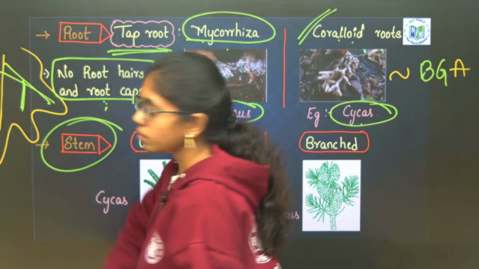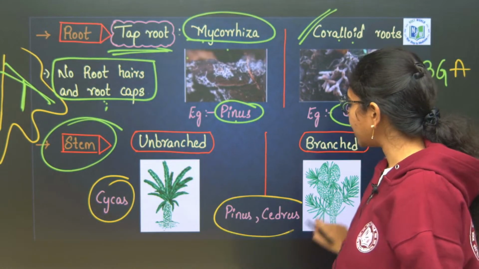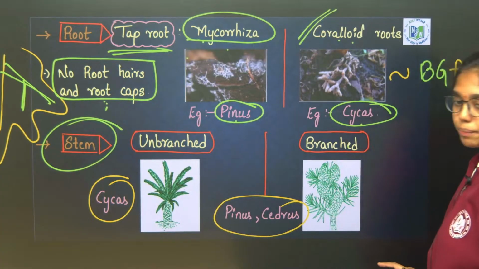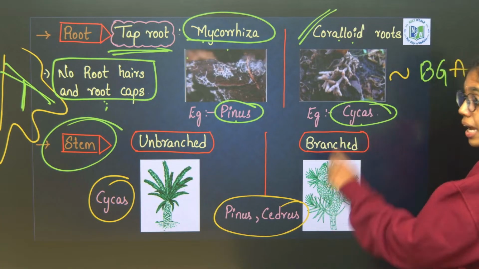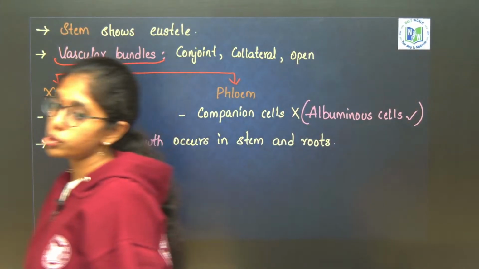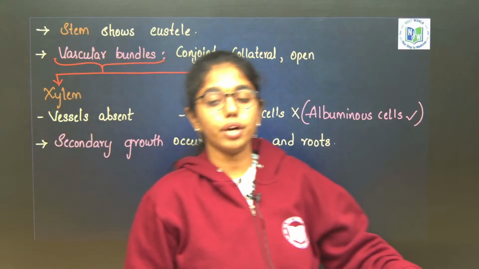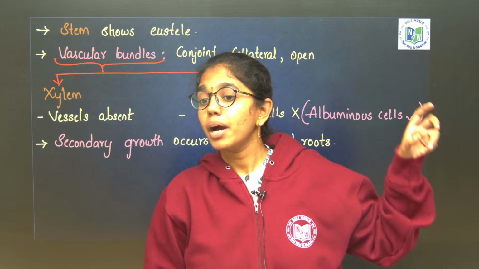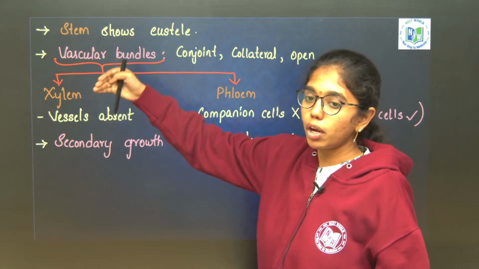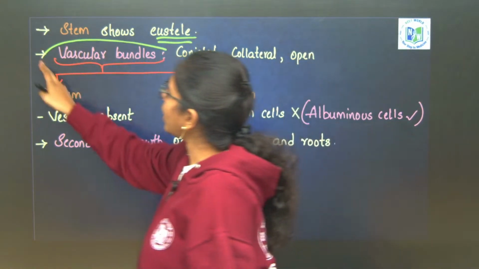Next is stem. Stem is unbranched in Cycas, branched in Pinus and Cedrus. Important lines from the NCERT. And then stems show eustele. In Pteridophytes, which are the primitive vascular plants, we have observed that there you have primitive stele, that is protostele. But here in Gymnosperms, some advanced level of stele formation, that is eustele.